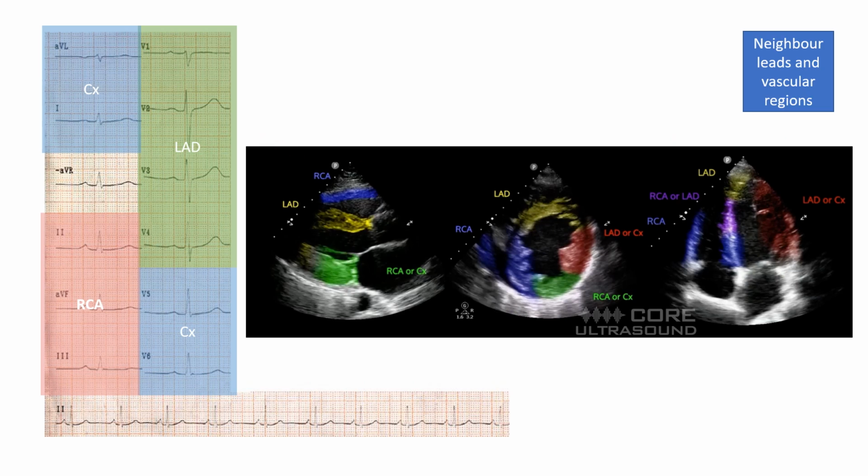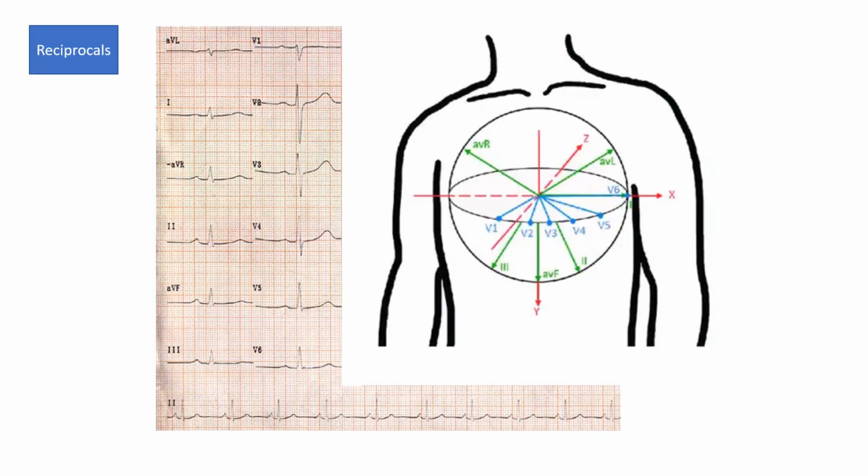All right. Then we have reciprocals, which are important. I already mentioned the three-dimensional axis view here, and the reciprocals that we need to know about: aVL is reciprocal to lead 3. aVR to lead 2, but in minus aVR they go the same way. Then 1 and 6.